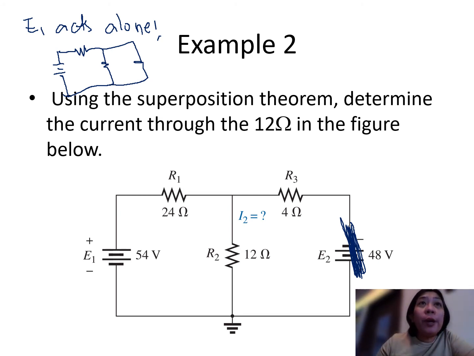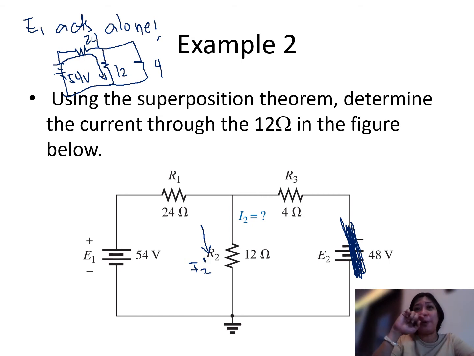So this is now your 4, this is your 12, and this is our 24. This is our 54 volts. Looking at this 54 volts, we follow the polarity: the current will flow from negative to positive, so the current will flow here, giving us this direction. Let us call that I2 prime. This is the direction of your I2 prime.